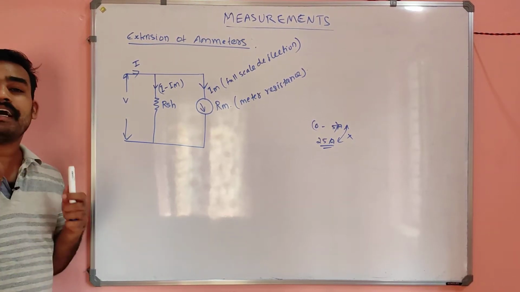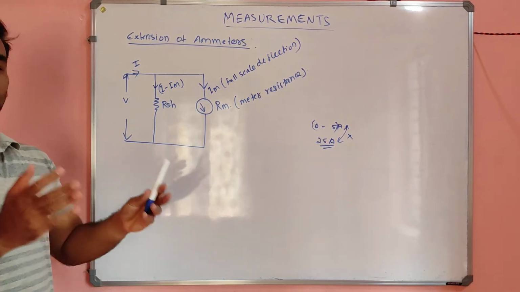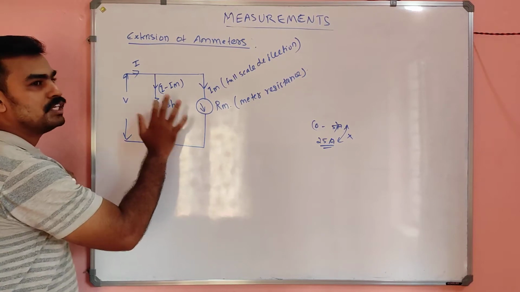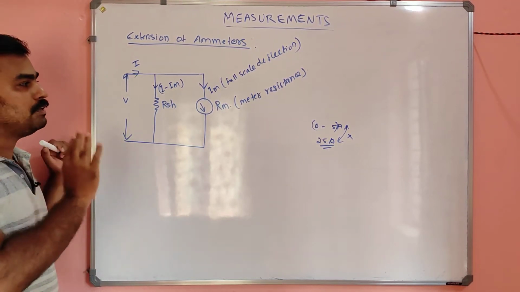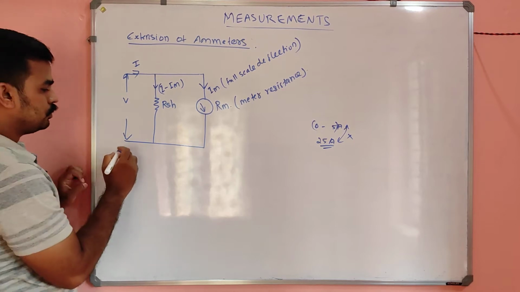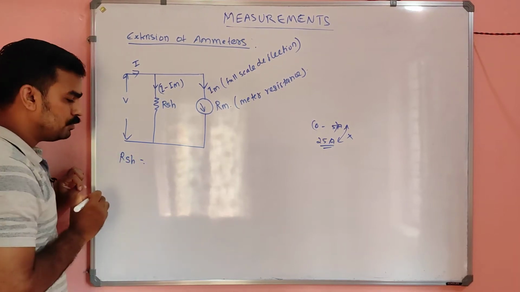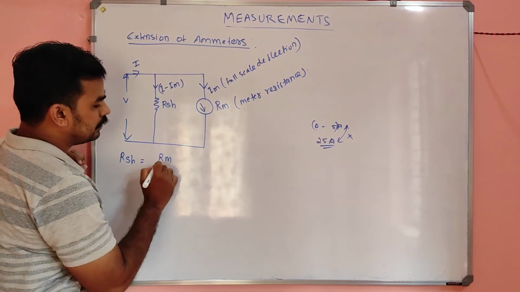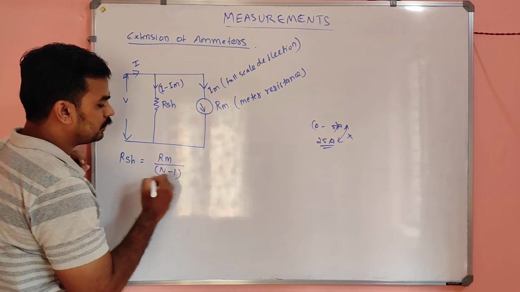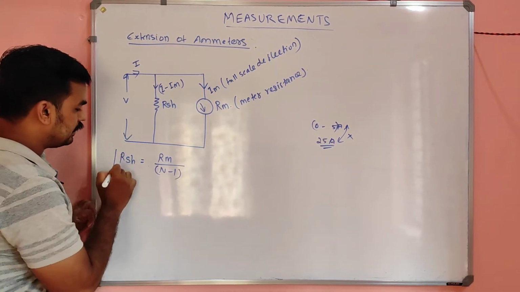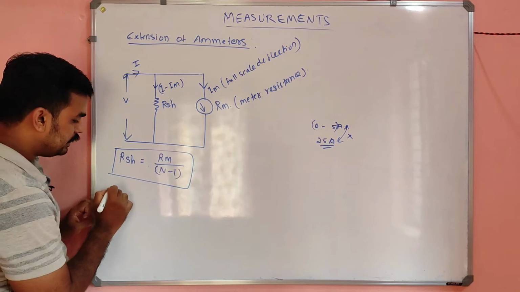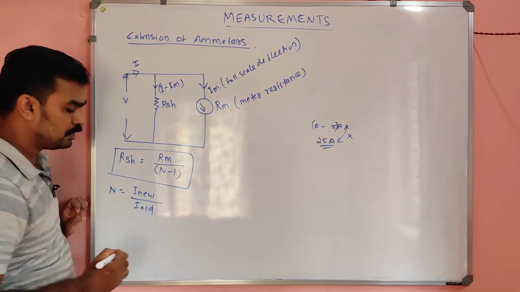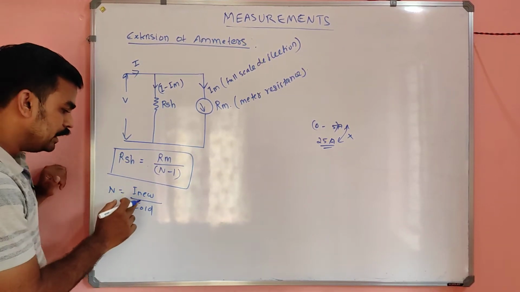And from an examination point of view, the questions will be asked like, what will be the value of this shunt resistor? That's all. What will be the value of this shunt resistor? The shunt resistor has the value equal to Rm divided by N minus 1, where N is equal to I new by I old, because we have to extend the ammeter now.